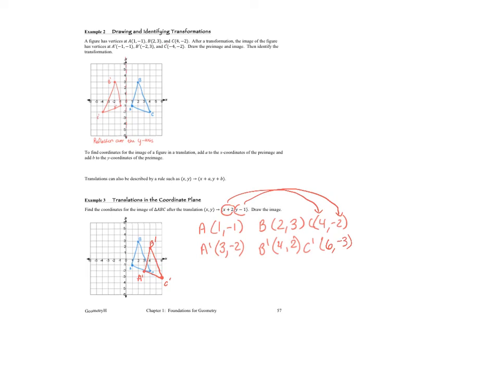Notice that the A is in the same position, the B and the C. It's just that everything moved over 2 because it was x plus 2, so the right 2 on x, and then it moved down 1 because it was y minus 1.